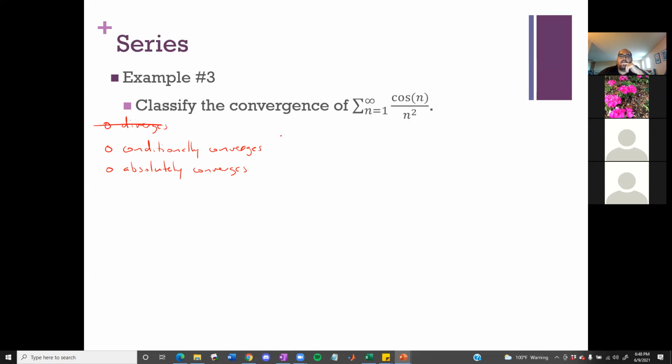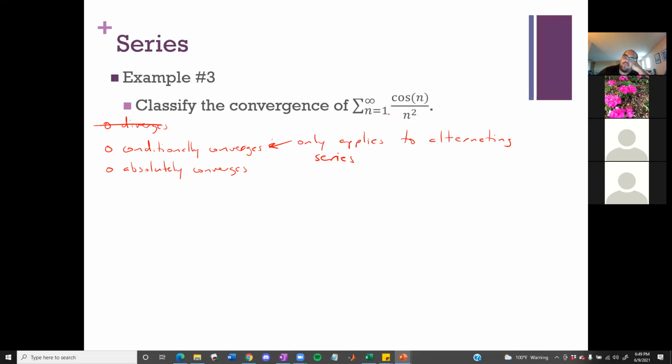One thing we should look at here is conditionally converges, this idea right here. This only applies to alternating series. Is the series I gave you an alternating series? Yeah. It's actually not, and I admit I threw this one in here to trick you.